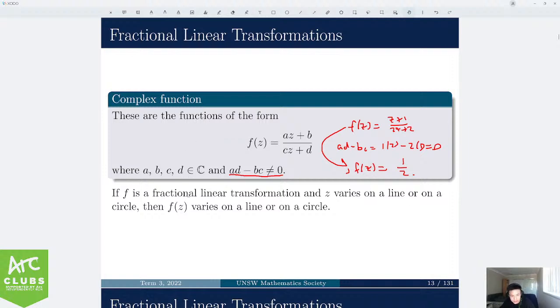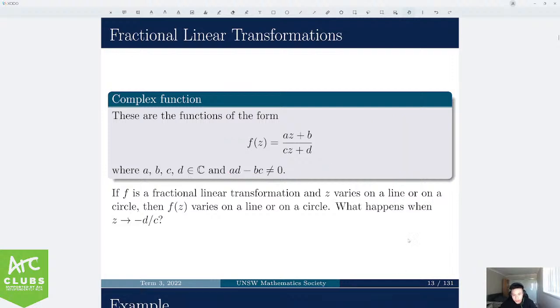If z varies on a line or a circle, then f of z also would vary on a line or a circle. And what happens when z approaches minus d over c? Then we know that cz plus d approaches 0. And when the denominator approaches 0, our f of z becomes unbounded. And hence, since we know a circle must be bounded, f must be a line, because lines aren't bounded.